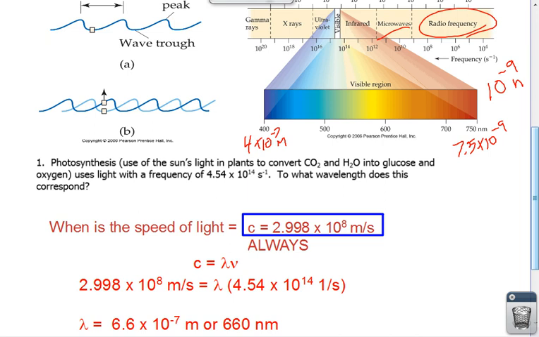Photosynthesis. Photosynthesis uses very specific wavelengths of light to convert. What you might notice is that this wavelength of light, where is it? Right? We're solving for it. This wavelength of light that I've solved for, 660 nanometers, is over here.